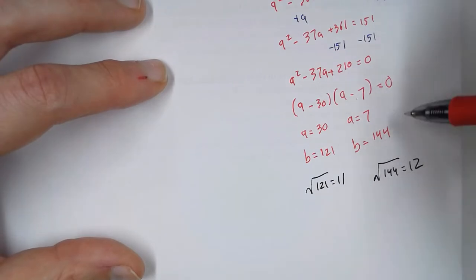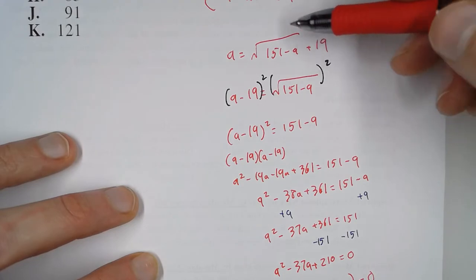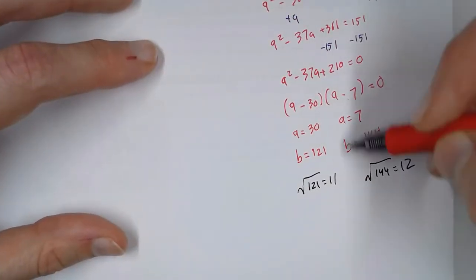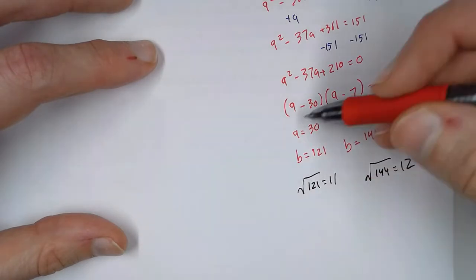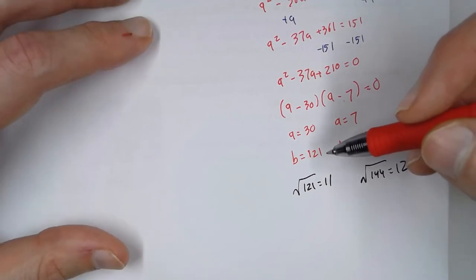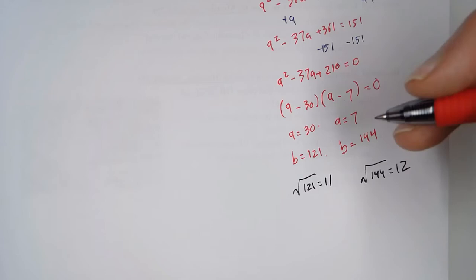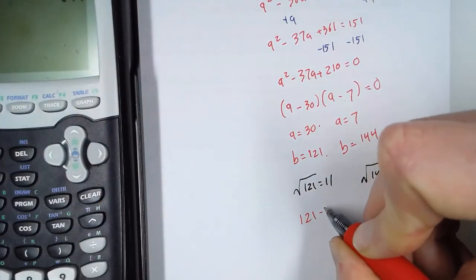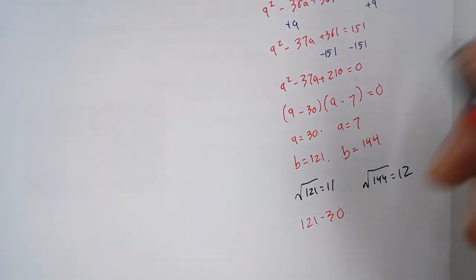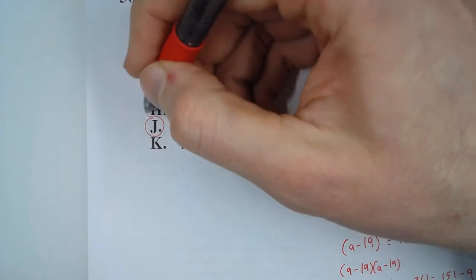The reason we got 2 is because when you have a square root equation, oftentimes the square root eliminates one of the possibilities. This is the one that doesn't work. This is the one that does work. So it asks, what is the value of the greater number minus the lesser number? So we want 121 minus 30. And so we get an answer of 91. And so our answer is J.